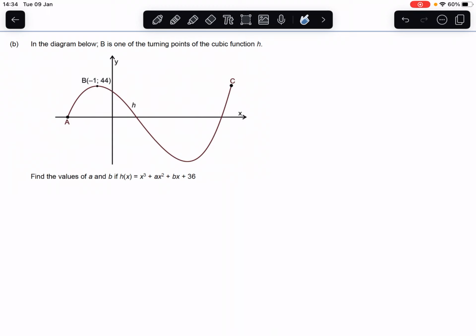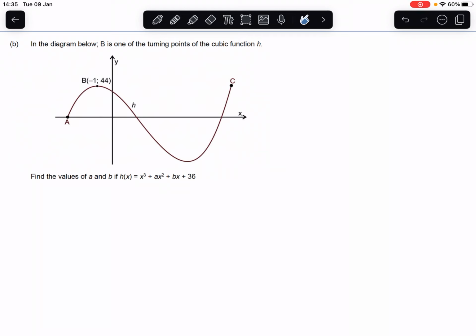Today we're looking at IEB May 2023, paper 1, question 10b, where we have a cubic graph. In the diagram below, B is one of the turning points of the cubic function h. Find the values of a and b if h of x is equal to x cubed plus ax squared plus bx plus 36. Now, this is something that I mentioned in another episode.